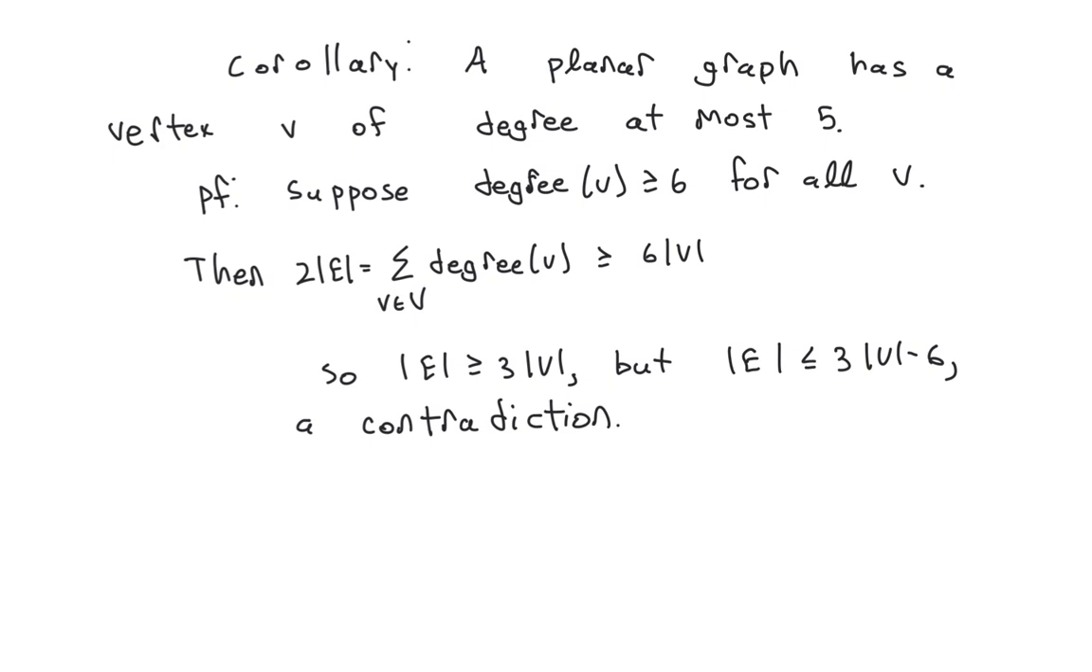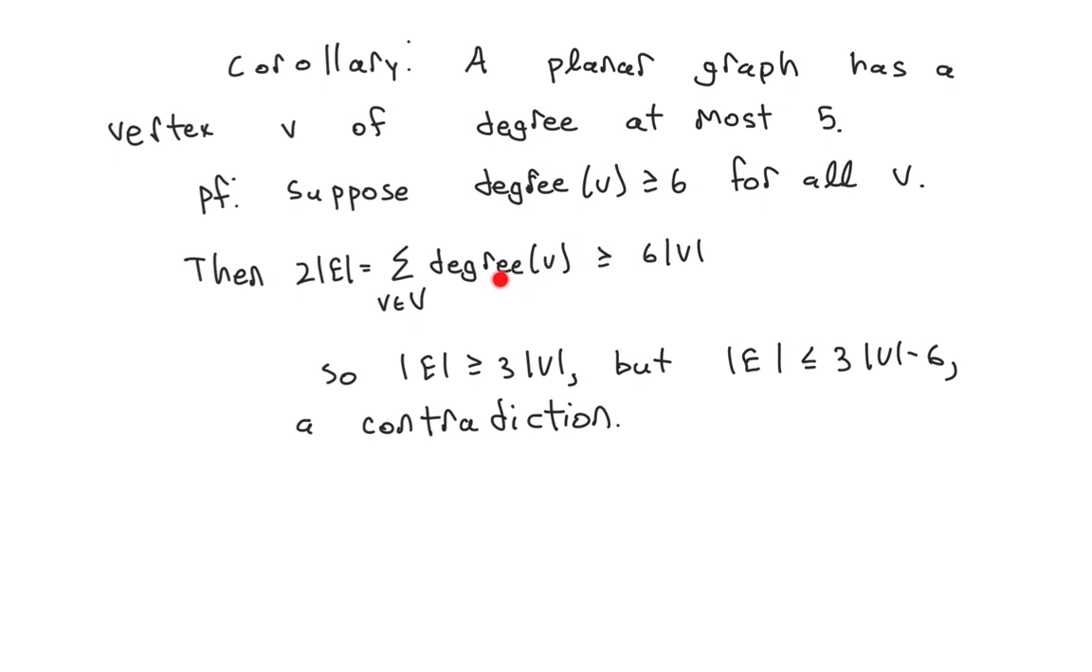However, for a future lecture, I do need to note that another feature you get from our upper bound is that every planar graph has a vertex of degree at most 5. And the proof of this is to suppose that the degree of every vertex is at least 6, then twice the number of edges, as we've seen before by the handshake lemma, is the sum of the degrees.